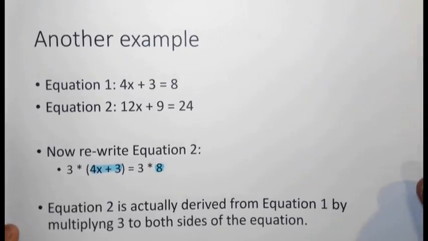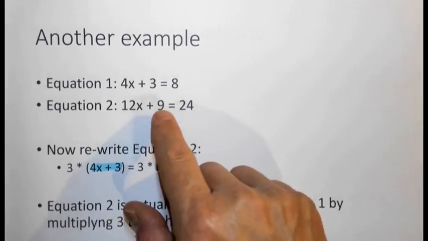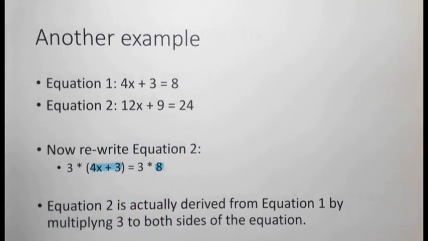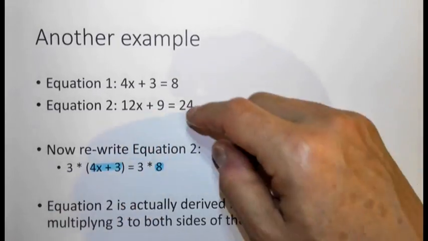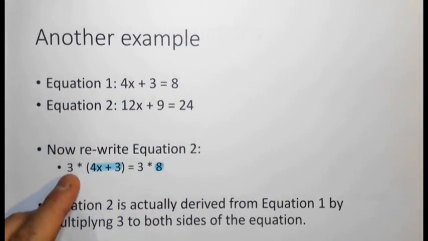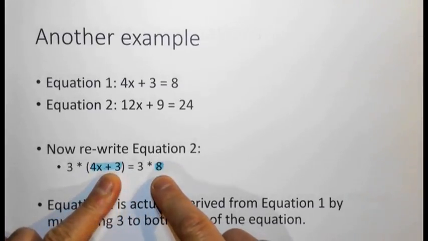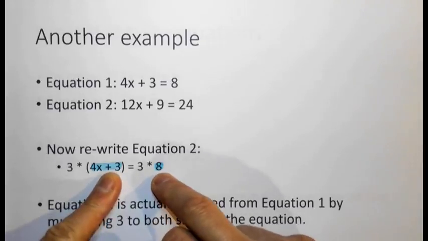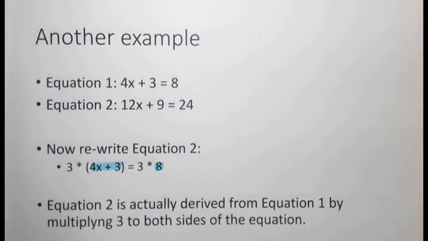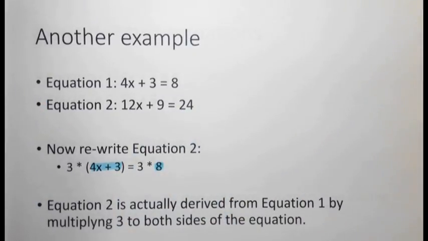Let's have a look at another example. Equation 1 is 4x plus 3 equals 8. Equation 2 is 12x plus 9 equals 24. Again, what is the relation between 1 and 2? If we rewrite equation 2 as 3 times (4x plus 3) equals 3 times 8, see, the blue bit is actually from equation 1. And equation 2 is derived from equation 1 by multiplying both sides of the equation by 3.